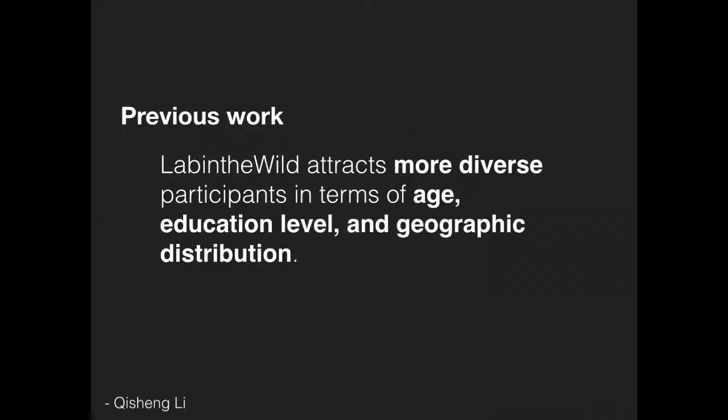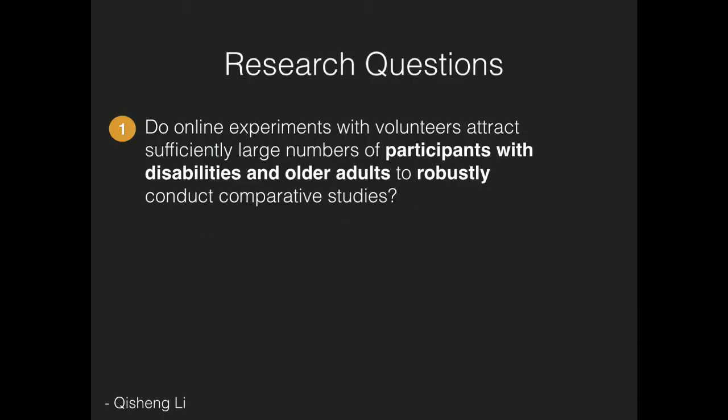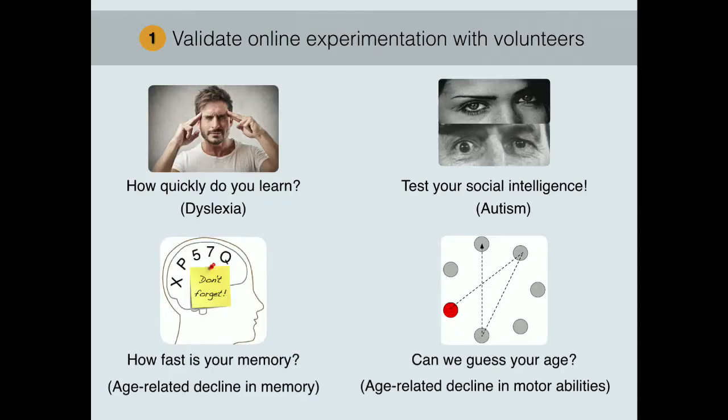In previous work, we showed that Lab in the Wild attracts more diverse participants than lab studies and studies on MTurk in terms of age, education level, and geographic distribution. But it remains unknown whether online experiments with volunteers also attract enough people with disabilities and older people to robustly conduct comparative studies. To answer this question, we developed and conducted 4 Lab in the Wild studies, and here we show the logo and slogan for each of them.